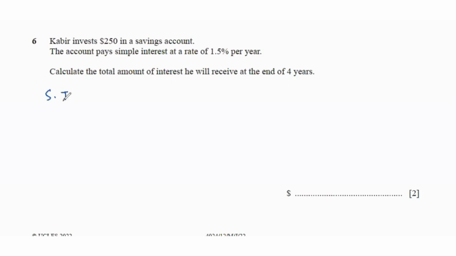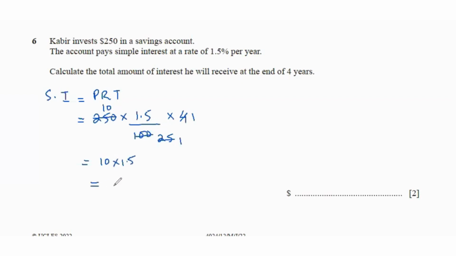Simple interest has the formula of PRT. P is your principal amount, R is rate of interest, and T is time. So 250 times 1.5 over 100 times 4. We know 4 ones are 4 and 4 25s are 100. So 25 over 1 and over here 10. So 10 times 1.5 is going to equal $15. That is the simple interest, or the total amount of interest he will receive at the end of 4 years.